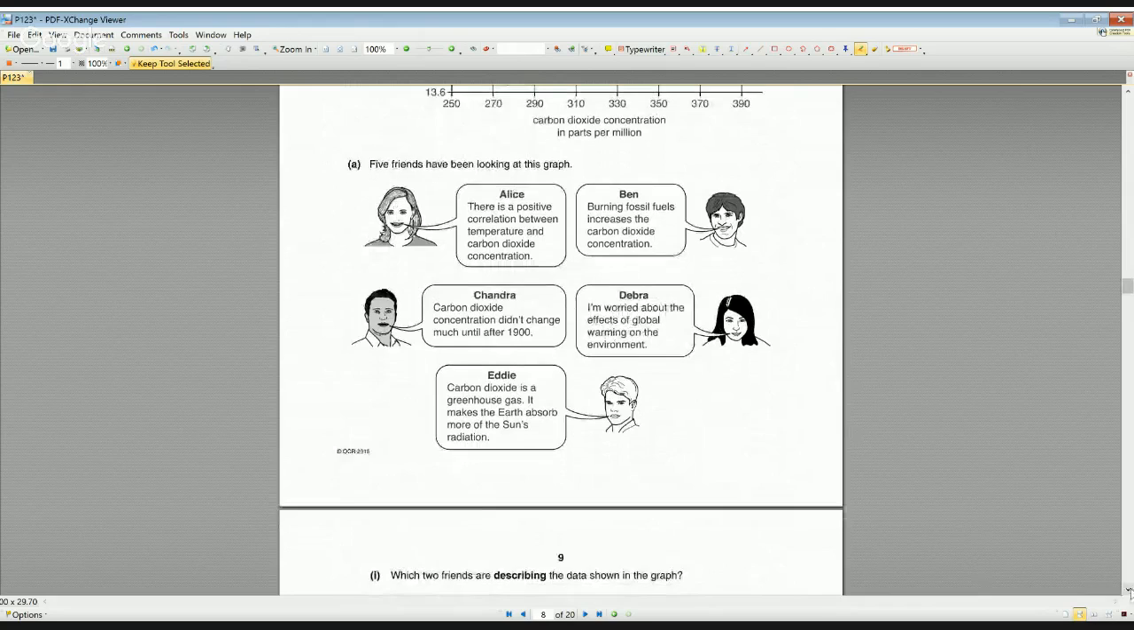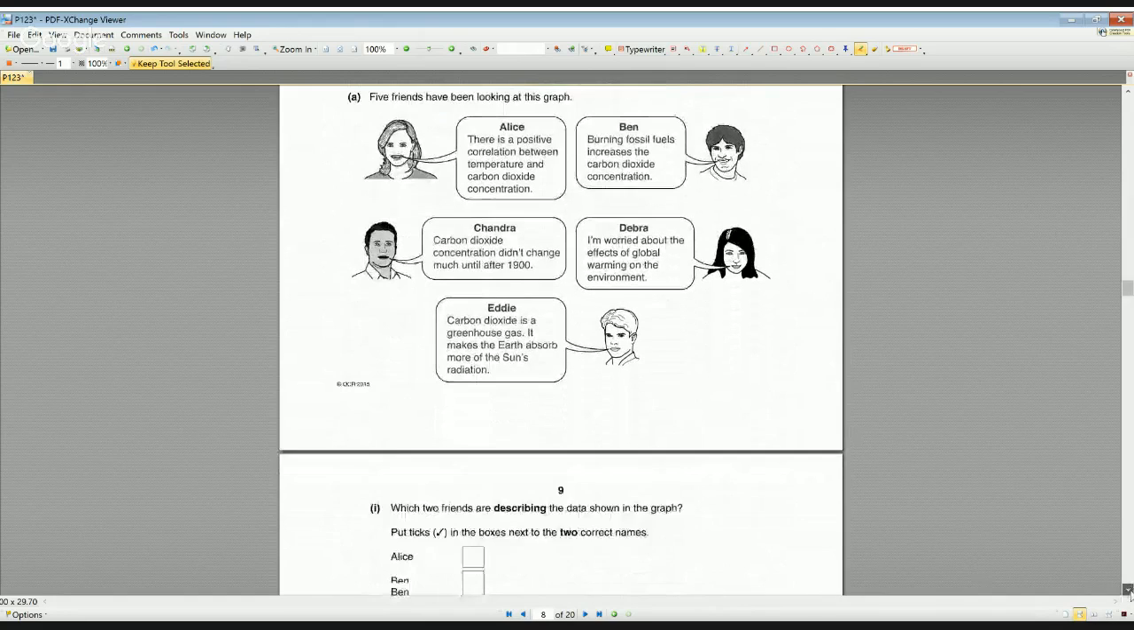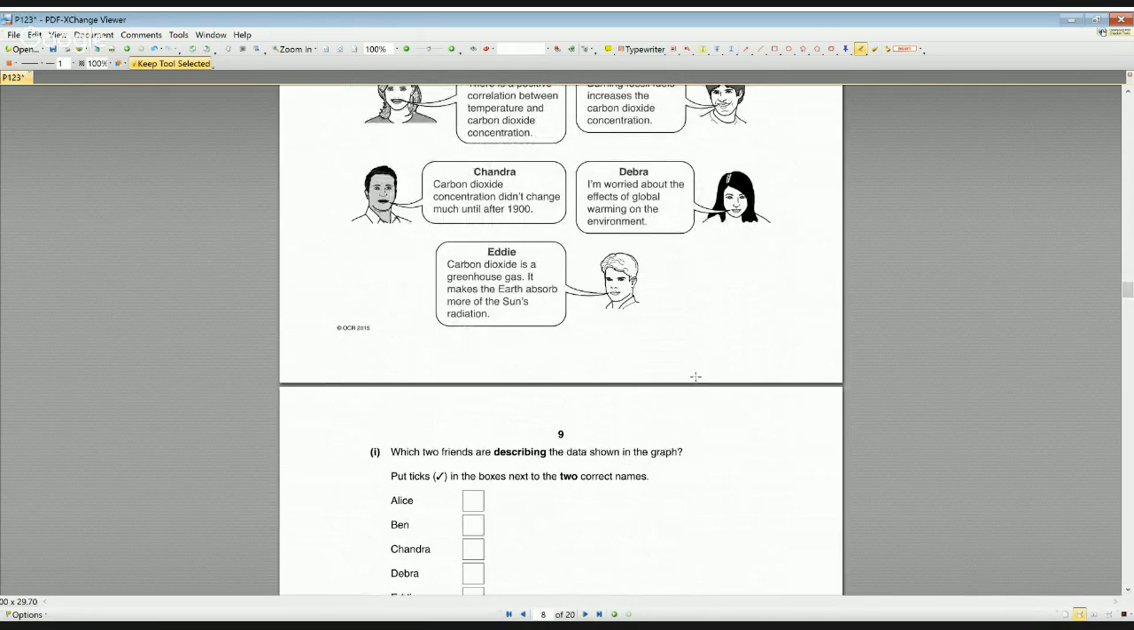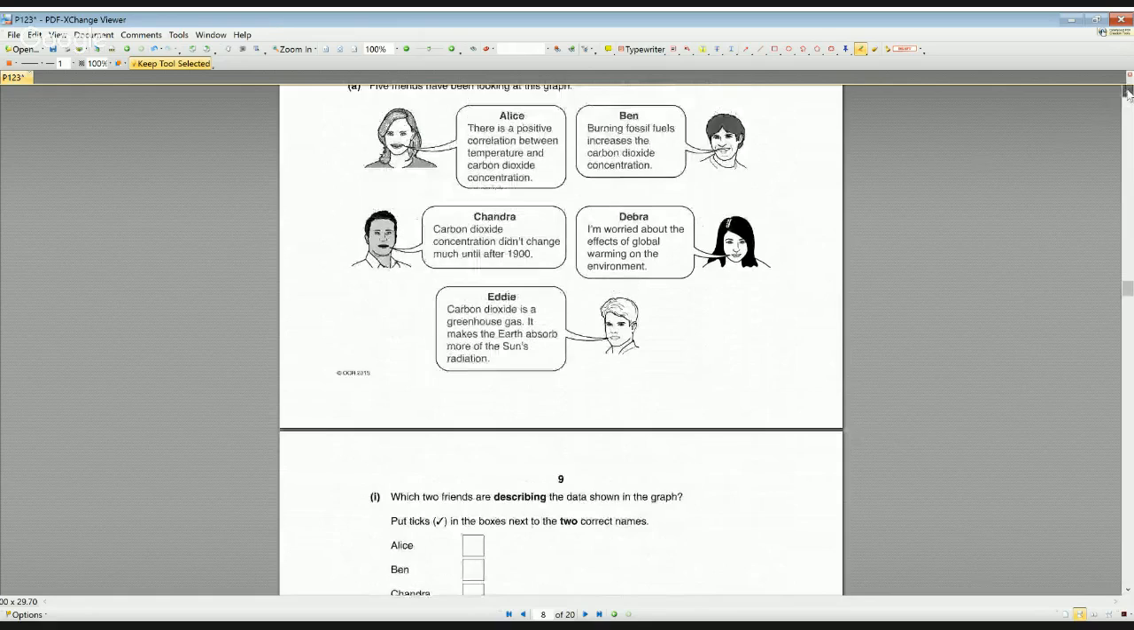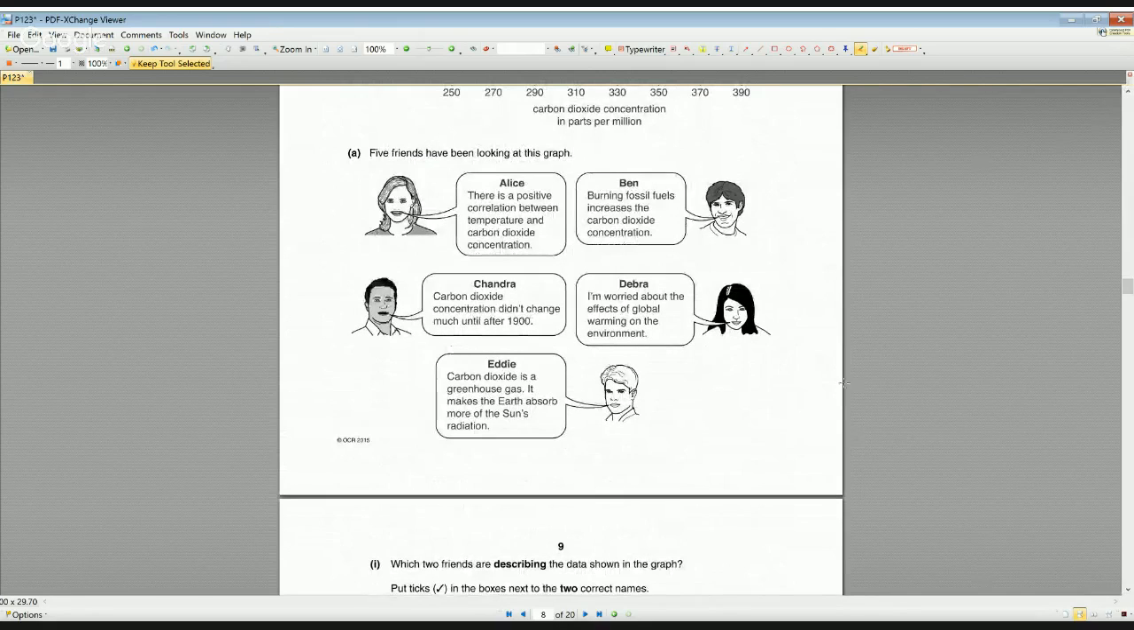We've then got 5 statements from 5 different people, and we need to consider first of all which of these statements are describing the data. Remember, the key word here, describing, is just saying what you can see, not coming up with a reason for it. So Alice is saying there's a positive correlation between temperature and carbon dioxide concentration. So she's describing what she can see on the graph. So Alice is certainly one of ours. So I'll put a D for describing next to her.